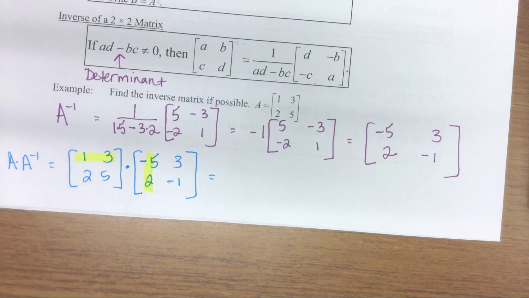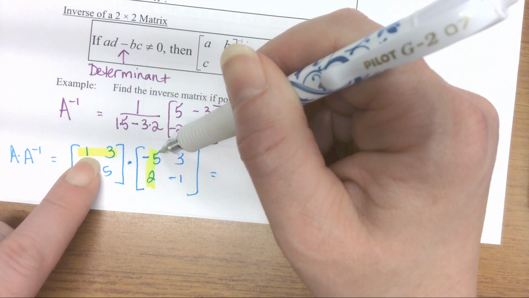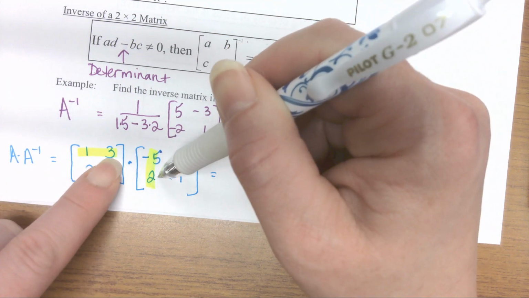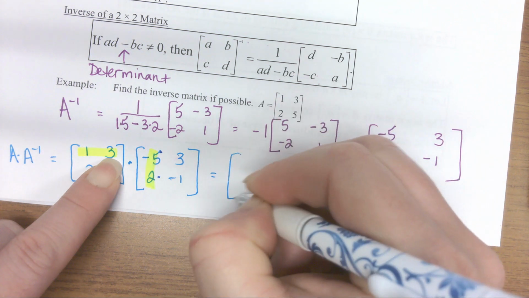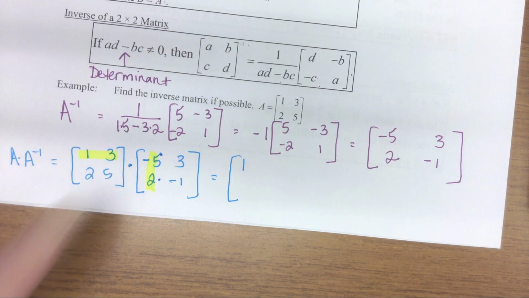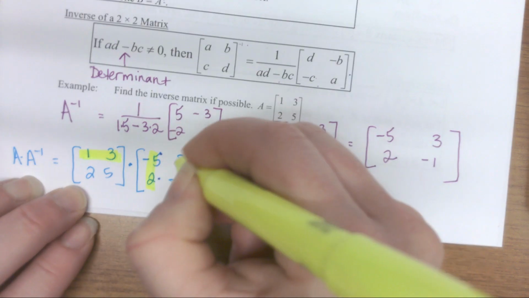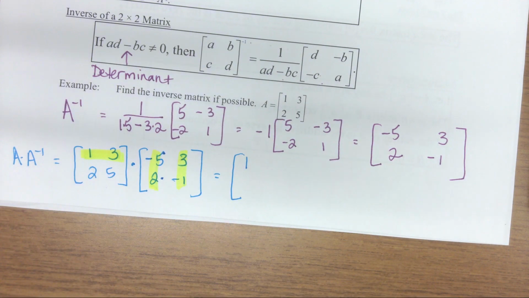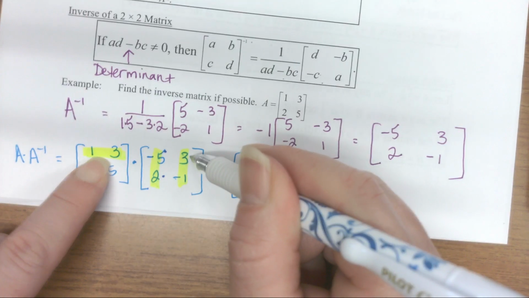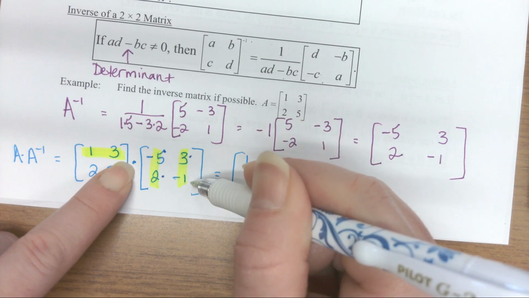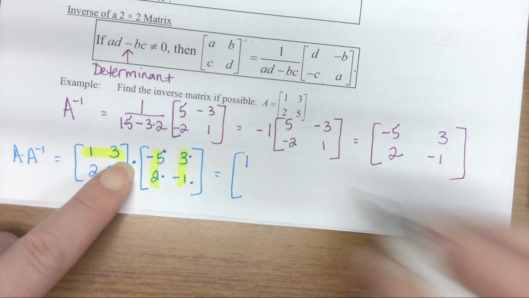Are we ready? What's 1 times negative 5? Negative 5 plus 6. What's negative 5 plus 6? 1. I'm good so far. Now I'm going to do row 1 times column 2. What's 1 times 3? And then what's 3 times negative 1? Negative 3. And what's 3 plus negative 3? 0. Doing good.